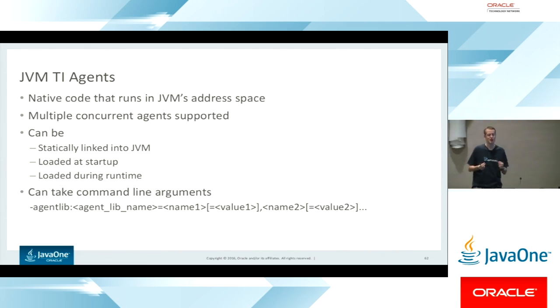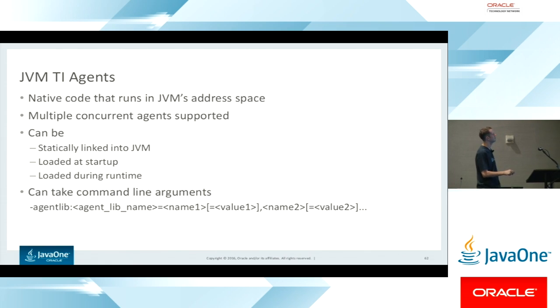You can even have a JVMTI agent that's statically linked into the JVM. So if you're downloading the OpenJDK source code, you could use JVMTI to have a hardwired agent of some kind that did some sort of either debugging or profiling or whatever you might want to do in your own specific build of the JVM.